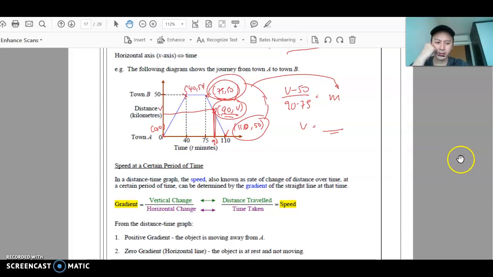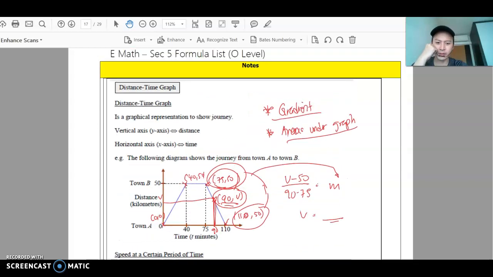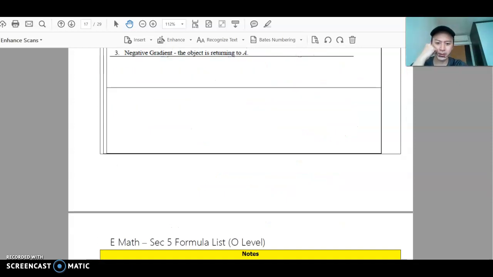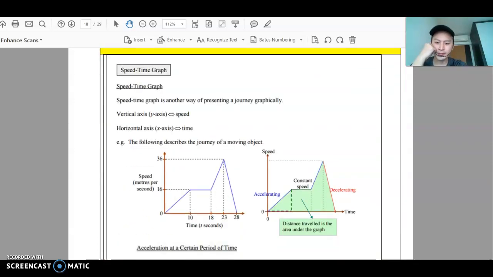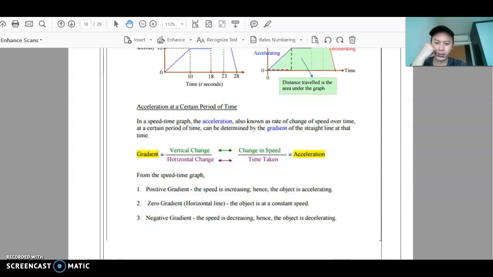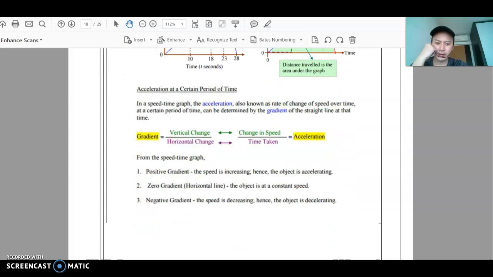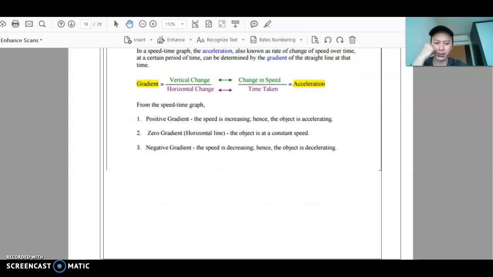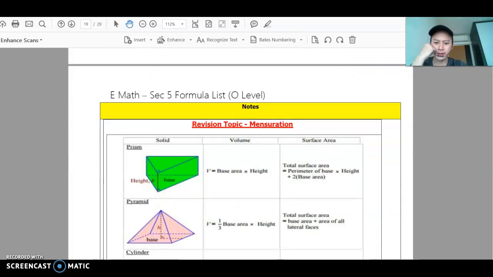Okay, so just take note that most of the time for this question, the two main concepts they are testing will be making use of the gradient, and second one is area under graph. Okay, so that's for speed-time graph. I cannot go into detail because that's going to take too much time. The whole purpose is really just to recap some of the important points.